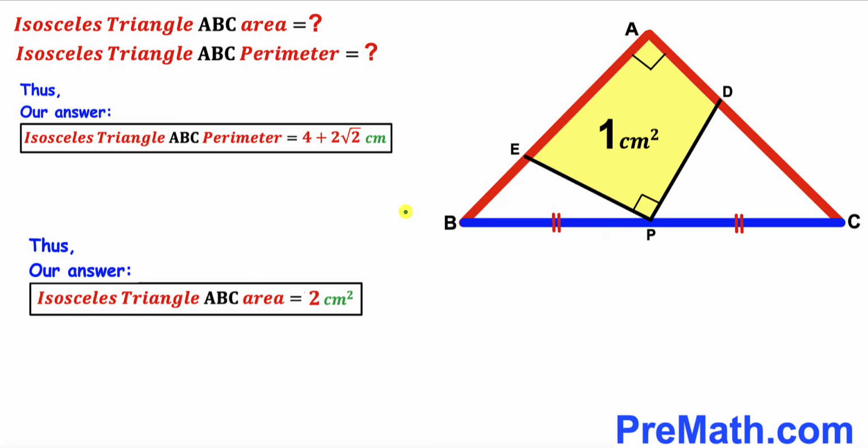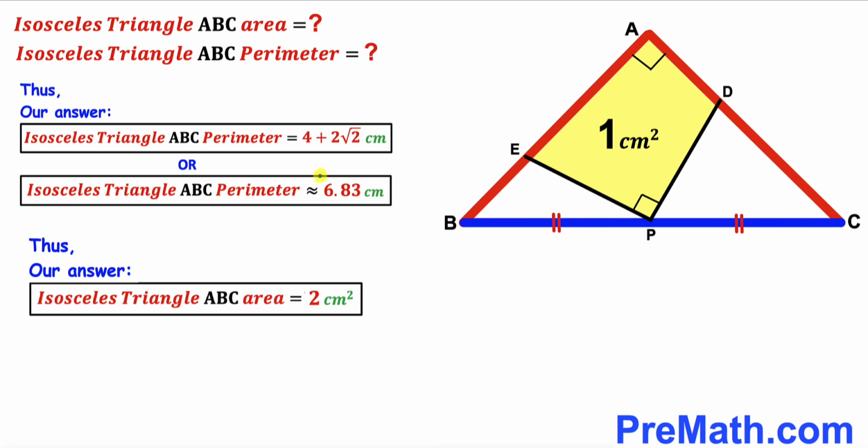So thus after all the calculations and manipulations, the perimeter of this isosceles triangle ABC turns out to be 4 plus 2 times square root of 2 centimeter. And in terms of decimal, this perimeter is going to be approximately equal to 6.83 centimeter as well. And likewise, we are talking about the triangle ABC area is going to be 2 centimeter square as well. And that's our final answer.